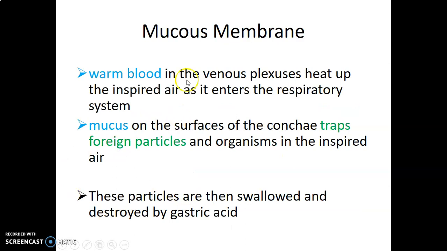So the mucous membrane, below it you have venous plexuses that help to warm blood, and then mucus that is able to trap foreign particles. So these particles usually, eventually, you'll swallow them, and they're destroyed by the gastric acid. So as the particles go down, they'll be directed into the GI and will be destroyed by gastric acid.